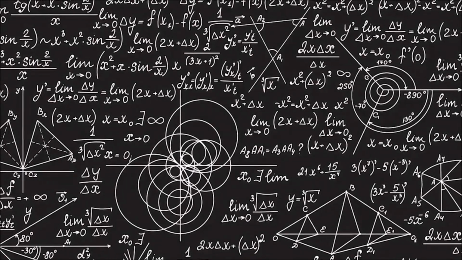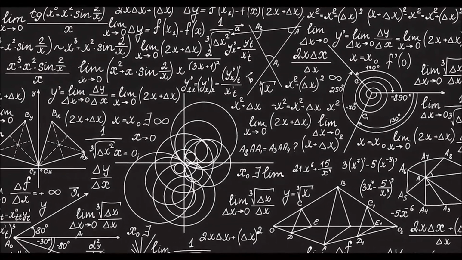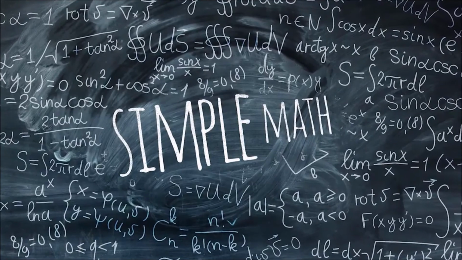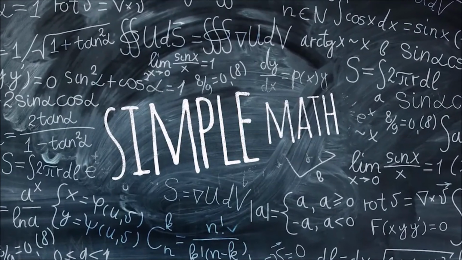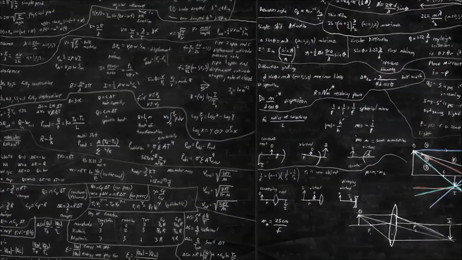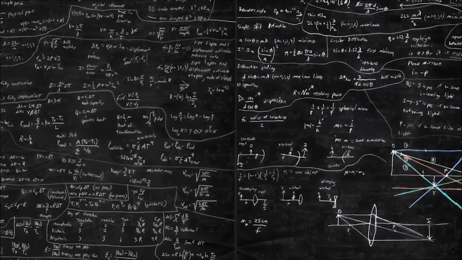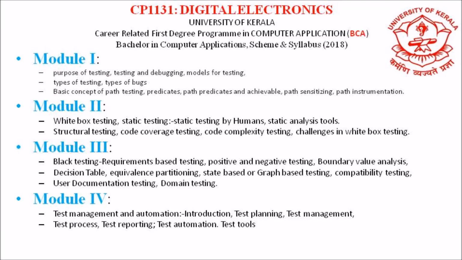This is why we are discussing the topic software testing in the syllabus of 5th semester BCA students of Kerala University. The entire subject is divided into 4 modules. In the first module, we will see what the purpose of testing is, what testing and debugging are, the models of testing, the types of testing and types of bugs, and the basic concepts of path testing, predicates, path sensitizing, and path instrumentation. These are the topics we are discussing in the first module.